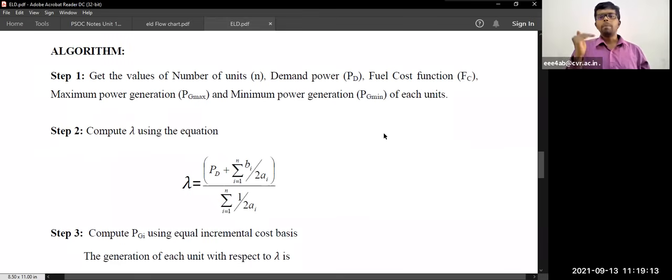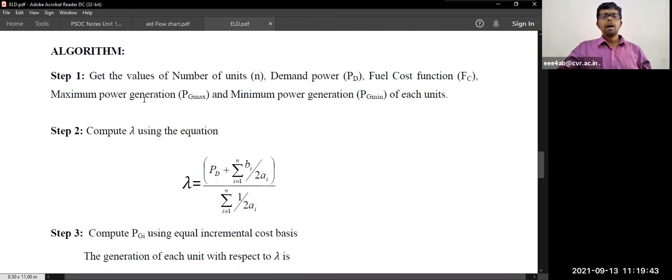Next, power demand, you need to get the values. So what is the power demand? PD. Next is the fuel cost function. From the fuel cost function we need to get ai PGi square plus bi PGi plus ci. That is the fuel cost function, say for example, for 3 generating units we have taken into account. For the 3 generating units, we need to get all the values of the fuel cost function.